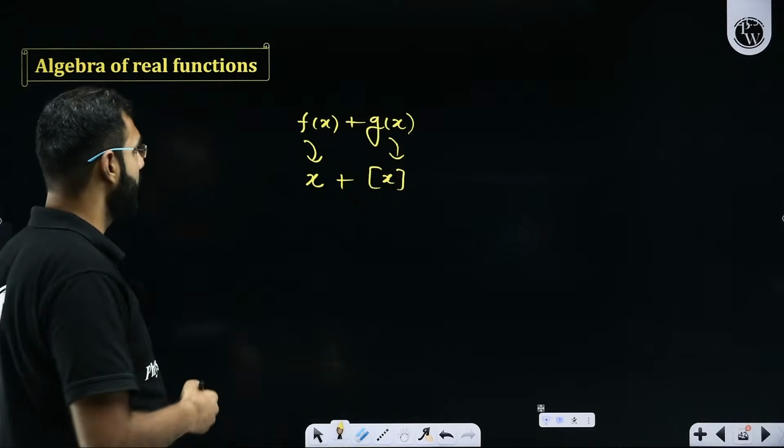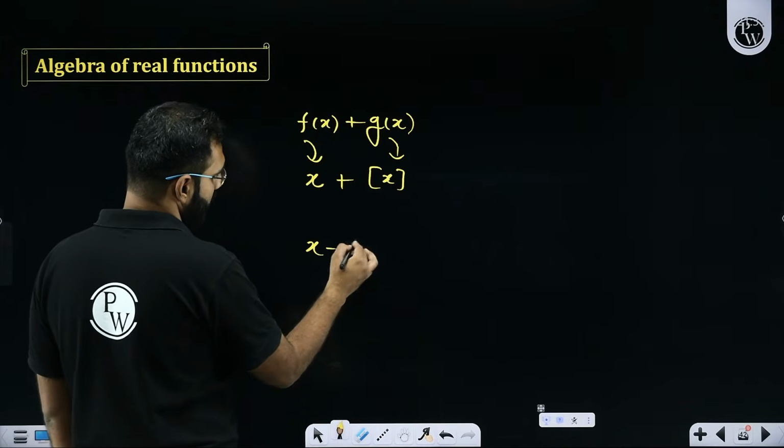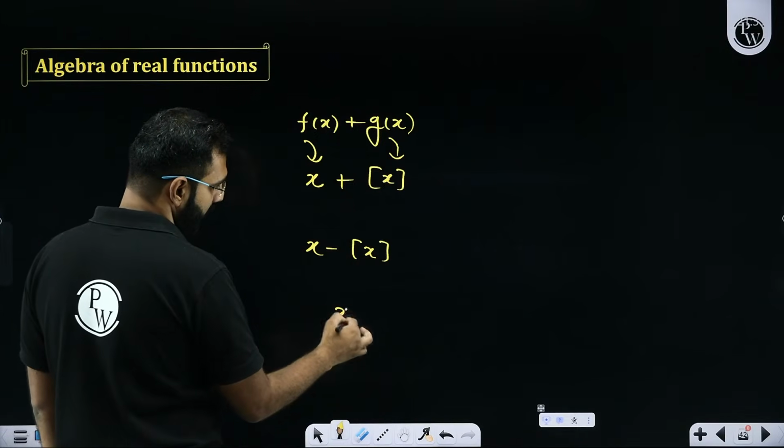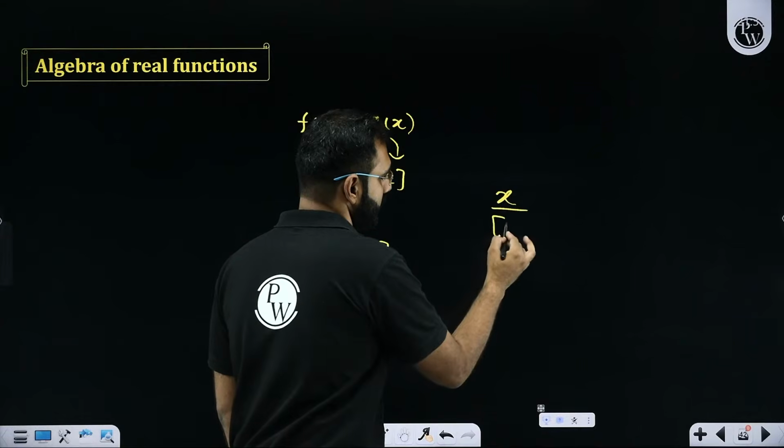If I ask you difference, let's say f(x) minus g(x), so that will be the difference. If I want to multiply, I can multiply them like this. If I want to divide, I can divide them like this. This is how you can do it.